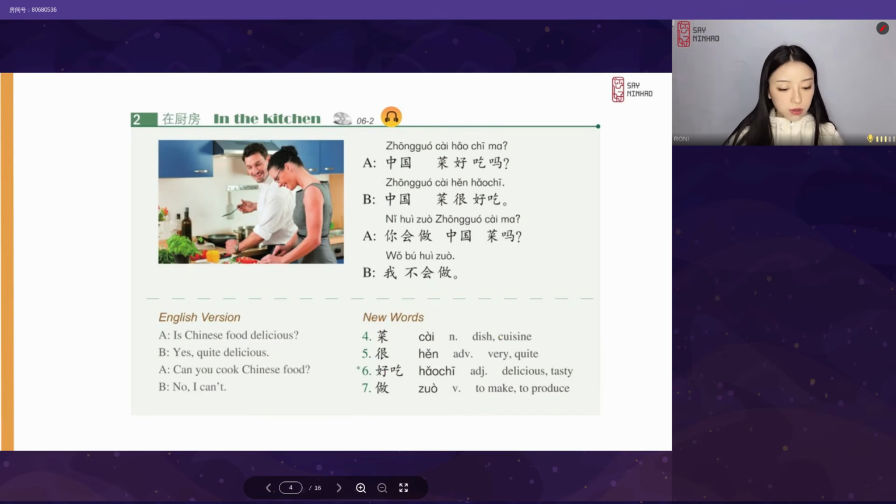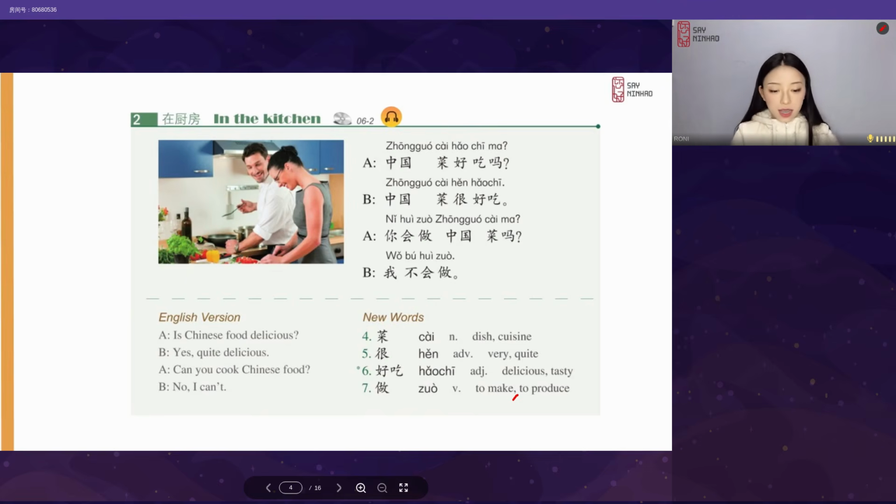Now let's try to read it from the start, each for twice. 3, 2, 1. Okay, now let's move on to the text. I will read it for once. Please listen carefully. 中国菜好吃吗？中国菜很好吃。你会做中国菜吗？我不会做。Okay, let's see it sentences by sentences.